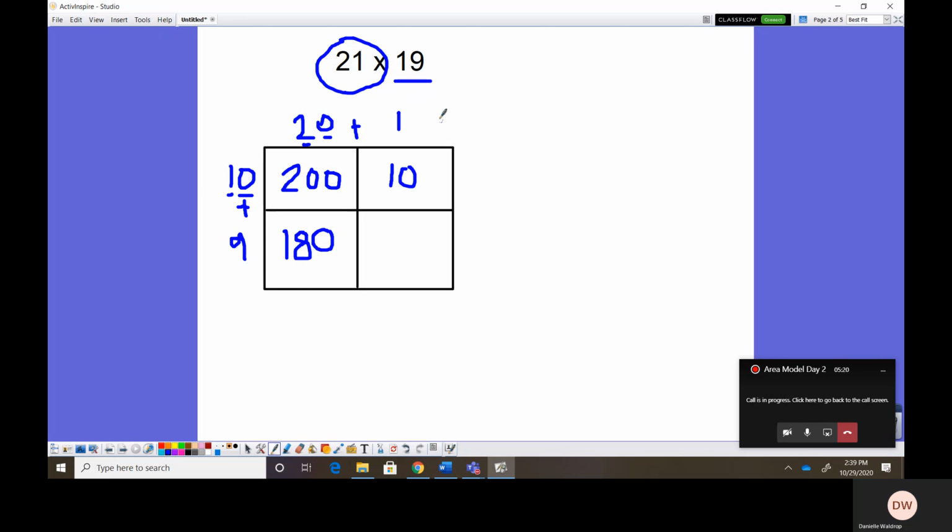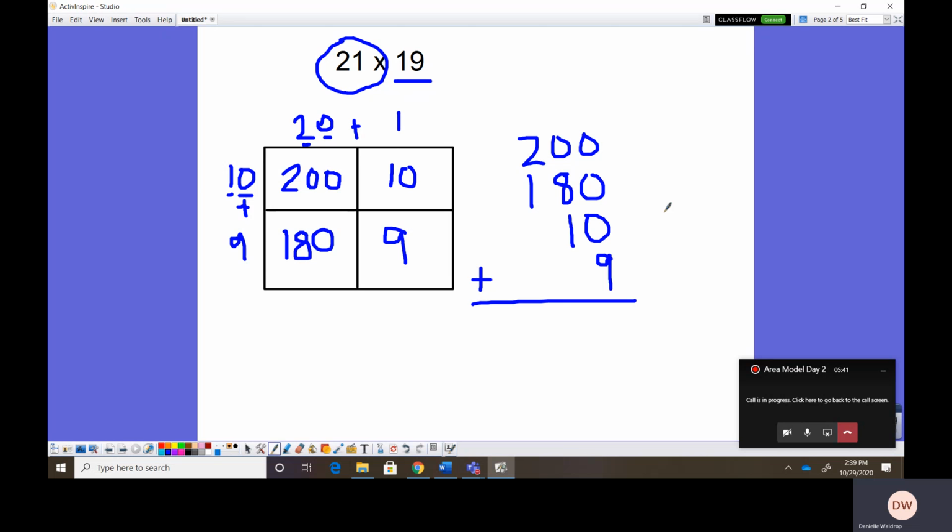Okay? And then the top number over here, 1 times 9 is 9. So let's stack them and add them. I'm going to put my 200 first, my larger numbers first, and then I'm going to put my other 3-digit number, 180. And then I'm going to go to my 2-digit numbers, which is a 10. And then finally my 1-digit. And that's just helping you to keep it stacked in the correct places.